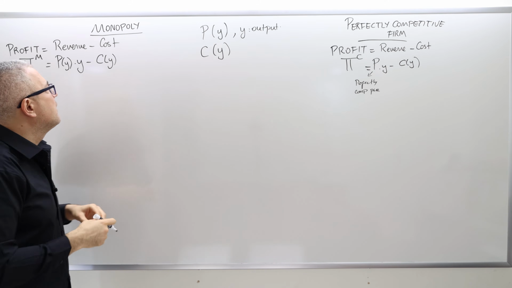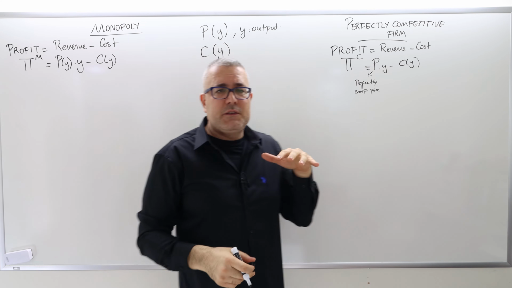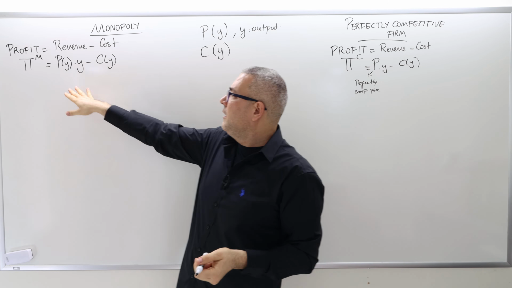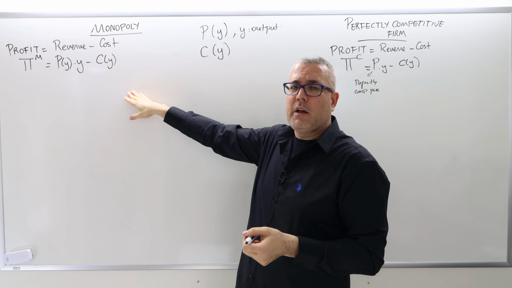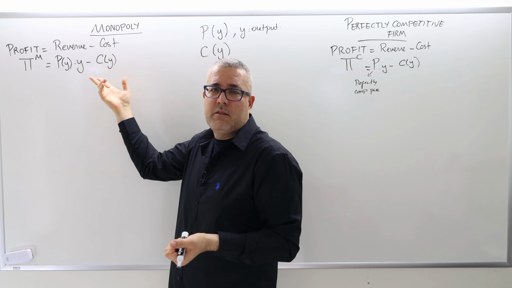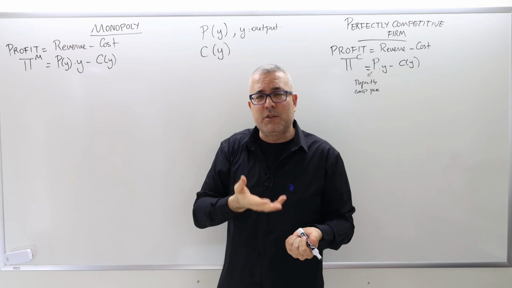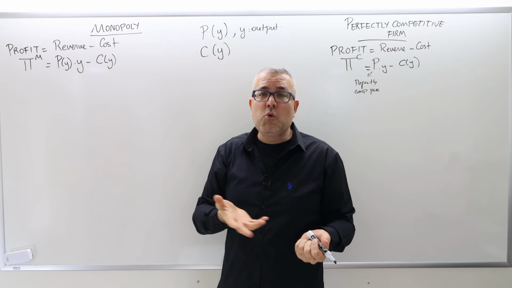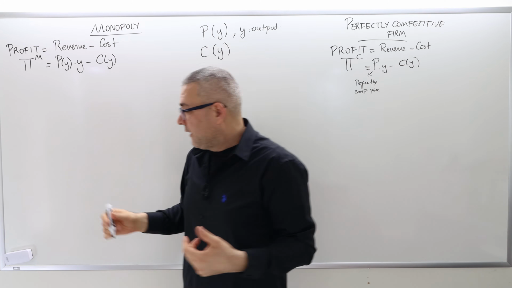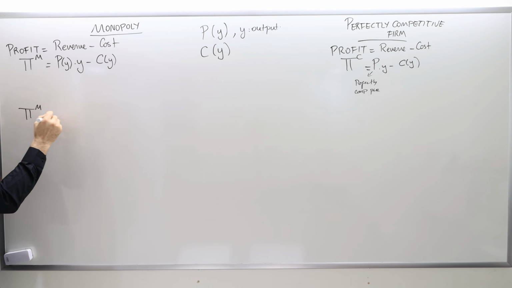monopolist profit. Okay? So if you remember in the previous video, I said the monopolist can choose not only price but also quantity. But here, it's actually only choosing quantity, right? Because choosing quantity will determine the price and will determine the cost. So therefore, the monopolist is actually choosing quantity only. Well, that's true.